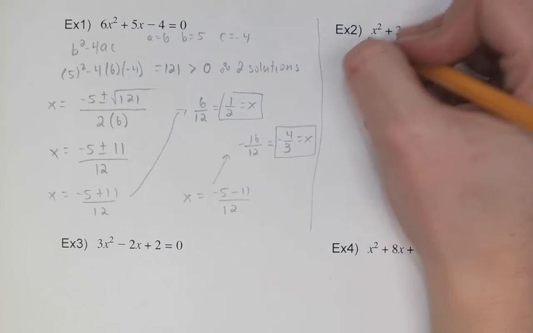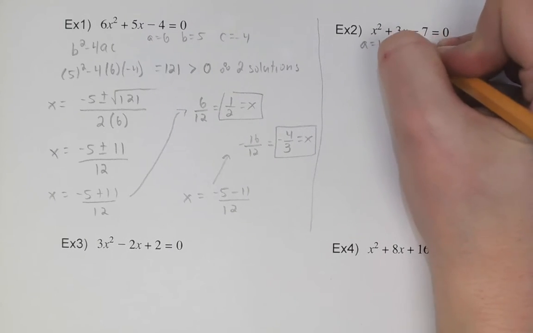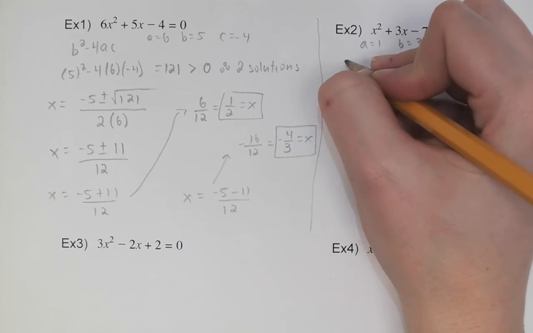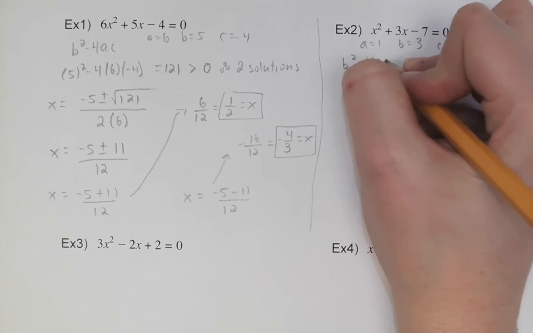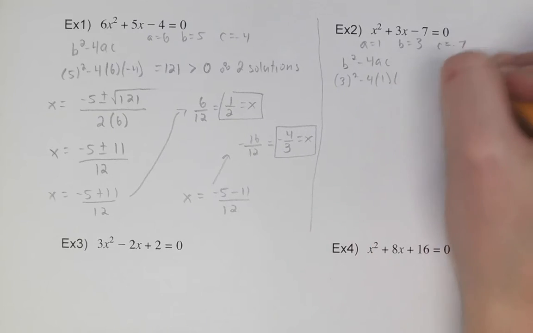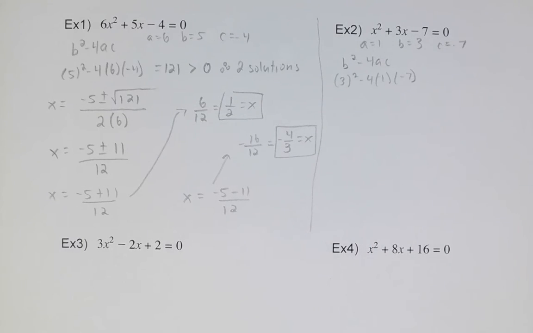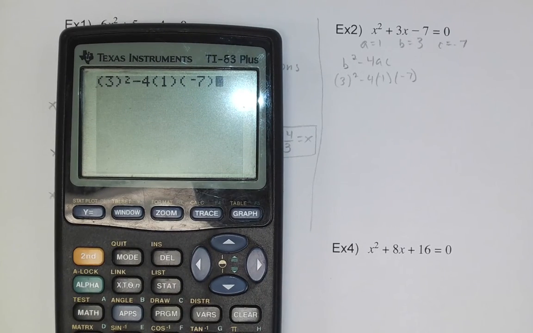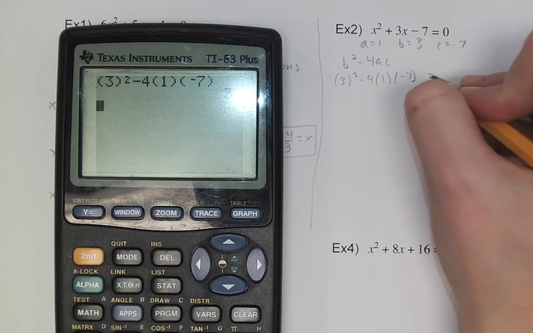So let's use that discriminant. I'm going to say A is 1, B is 3, C is -7. Discriminant is the b squared minus 4ac. So we'll plug that stuff in. 3 squared minus 4 times 1 times c. So if I type that in, 3 squared minus 4 times 1. You can leave out the times 1 if you want, because that's not going to do anything. Gives us 37 for the discriminant.